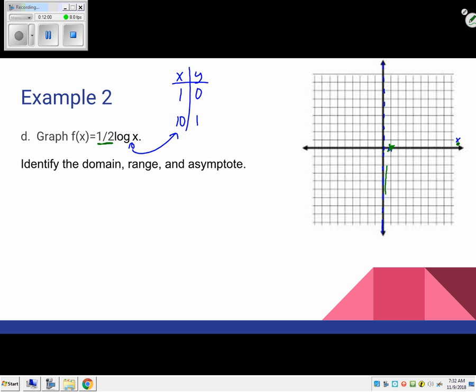So this graph looks really weird. It's really flat whenever I graph it. Do the best you can with it. But nothing as far as domain, range, and asymptote is going to change on this because it didn't move left or right.